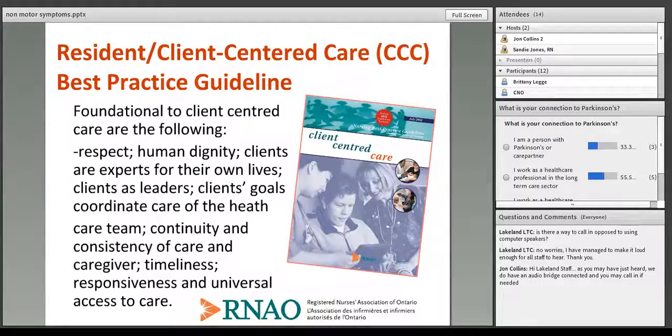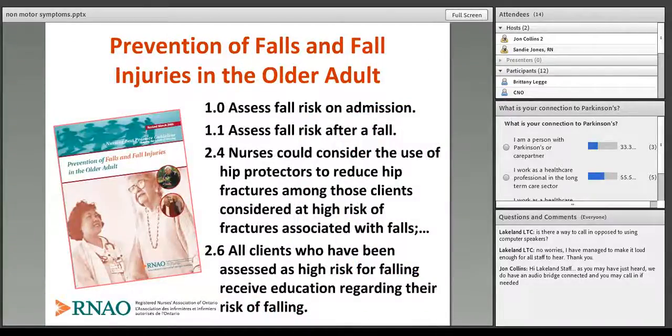The next one, if you could flip to the next slide, John, is around the whole prevention of falls and falls injuries. And Sandy's going to talk about the challenges of orthostatic hypotension and double vision. Orthostatic hypotension is when their blood pressure suddenly drops. And so these two things can very much contribute to falls. What we're looking for in the best practices is that we assess residents' fall risk when they're admitted, look at reasons why they might fall, and that we do this after they fall. And lots of you do this.